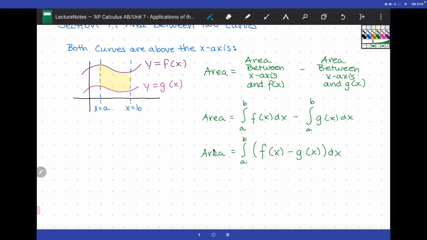So when both curves are above the x-axis, if you look at the relationship between f and g on the graph, f is the top curve. So we can just think of it as top minus bottom. It's the integral of top minus bottom. So that's what happens when they're both above the x-axis. Any questions about what I was doing there, how I got it?